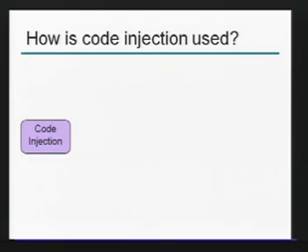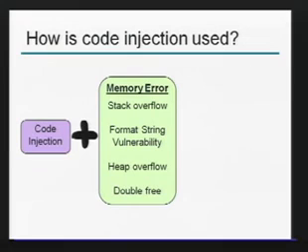So how is code injection used? If we know that code injection is the problem I'm tackling, what does it look like in the real world? So usually you combine it with some sort of memory error. And the memory error is what allows the attacker to either add his code and hijack the instruction pointer, or just hijack the instruction pointer. So there's a number of these that are out there and available. Examples are things like a stack overflow, format string vulnerability, a heap overflow, or a double free. So these are terms you may have heard in the news or on vulnerability reports.